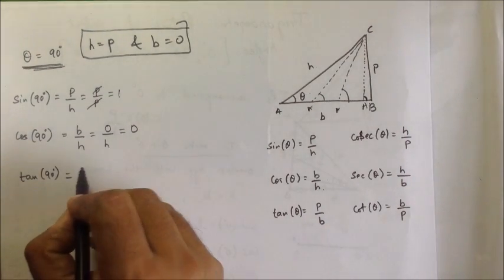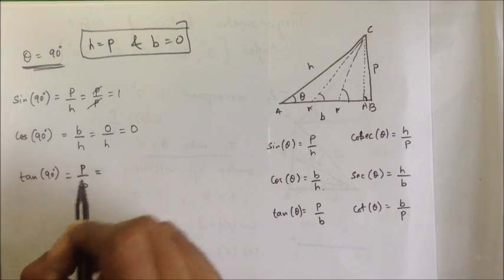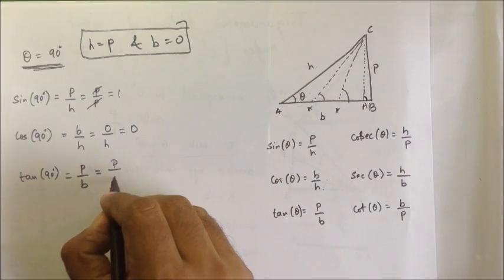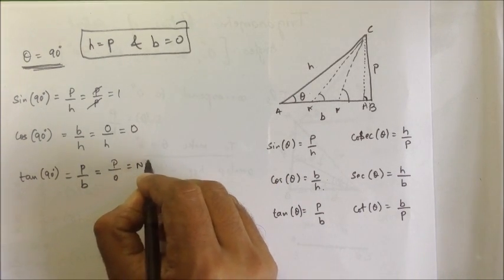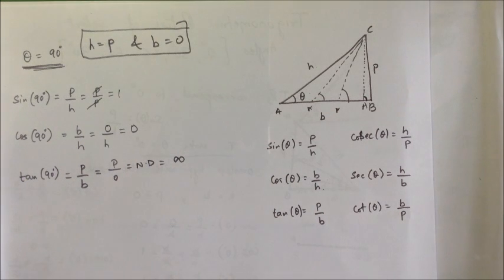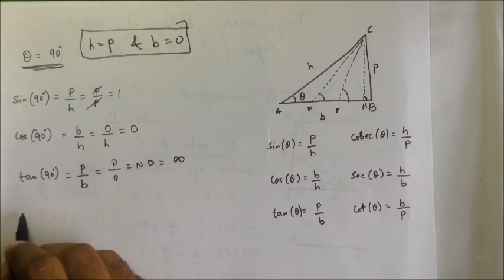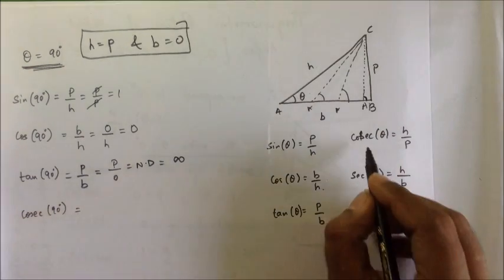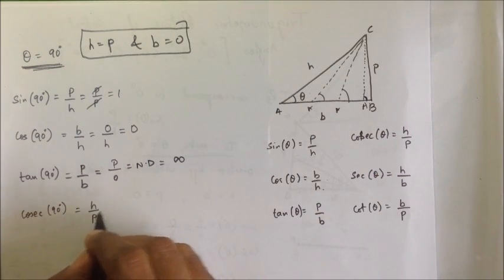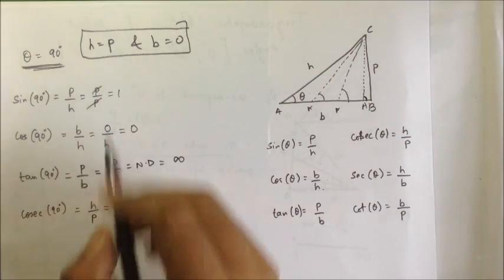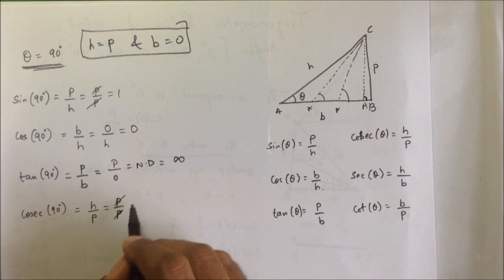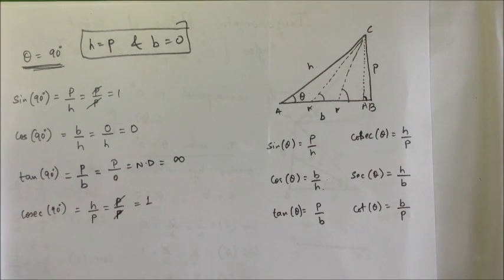The next is tan of 90. Now tan is the ratio between perpendicular and base. Perpendicular is P, while the base has become 0. Anything above 0 is either not defined or we call it infinity. The next is cosec of 90 degree. Cosec is the ratio between hypotenuse and perpendicular. Since the hypotenuse and perpendicular are same, I can replace H by P. P and P would get cancelled, hence the answer would be 1. Hence cosec 90 is 1.